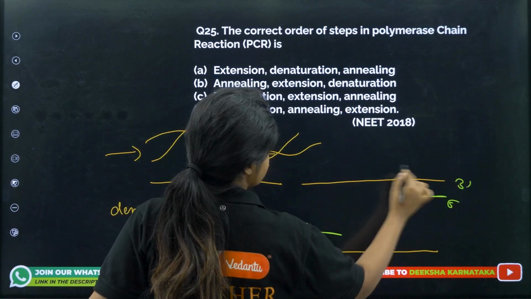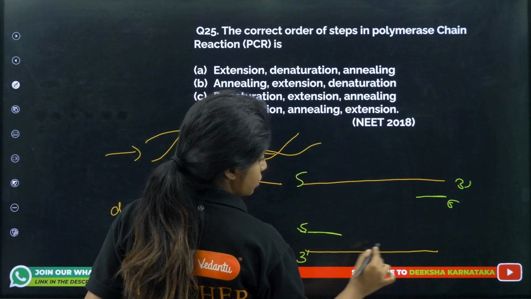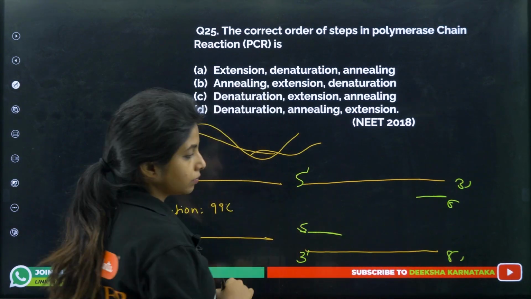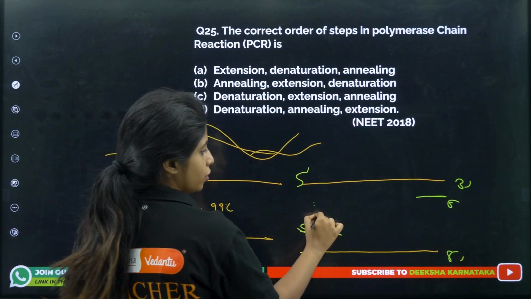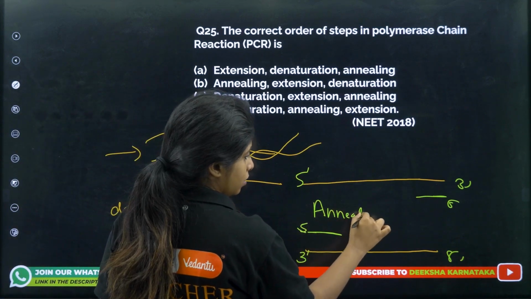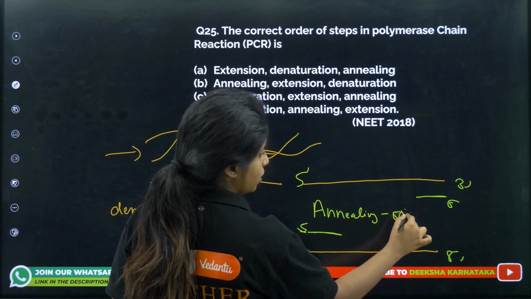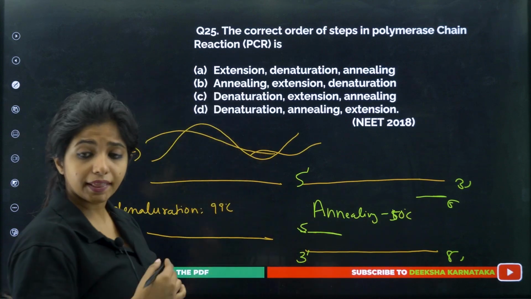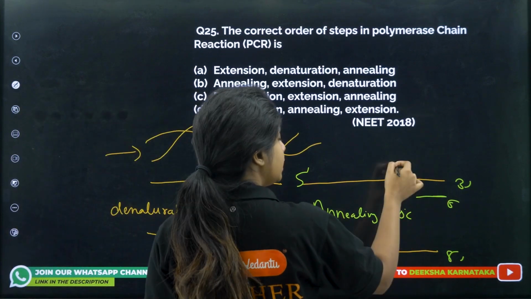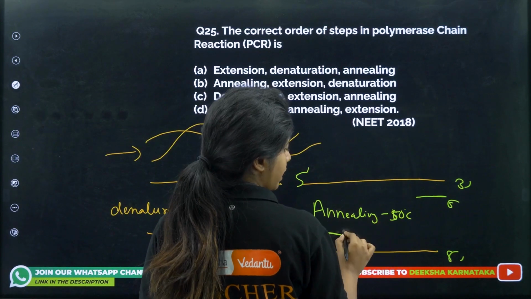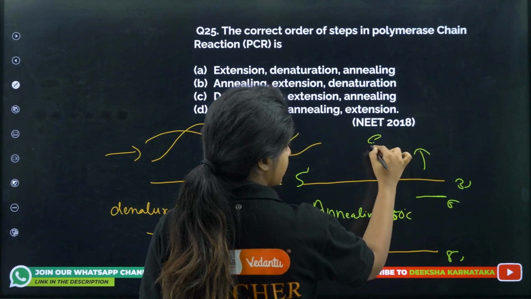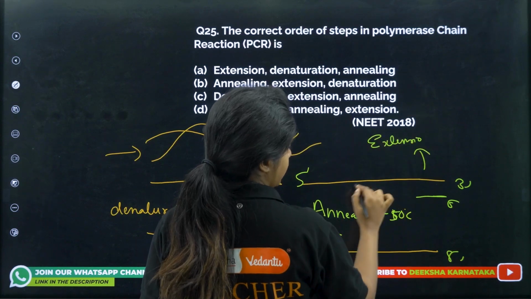So this will be 3 prime, this will be 5 prime, this will be 3 prime, this will be 5 prime. Okay, this is known as annealing, children. So here the temperature is again put down, it is 50 degrees Celsius, something like that. And then again, after annealing, what do you need? You need extension. The next step is extension, where you are extending the DNA.